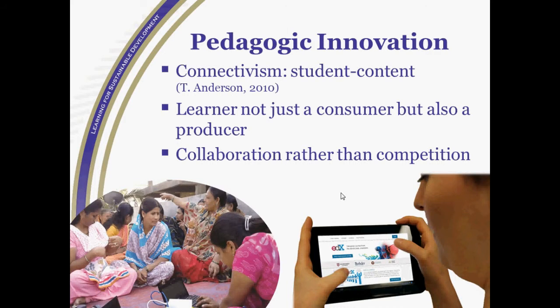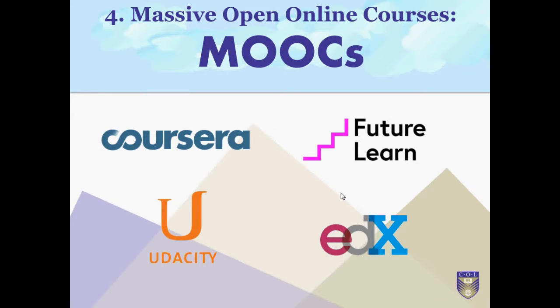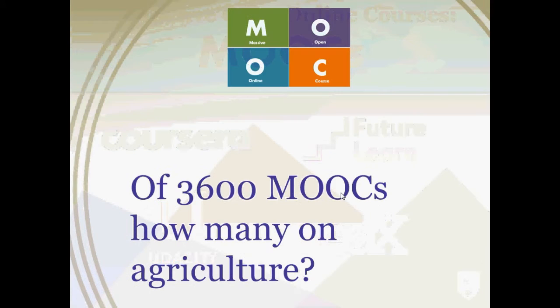Let us now come to the fourth and final trend, the massive open online courses or MOOCs, which are nothing else but a form of distance and online learning. A major consortia of top universities on both sides of the Atlantic have led to the high profile of this movement. If we are to review the MOOCs offered worldwide, how many MOOCs do we find in agriculture? My colleagues did a quick count, and of the 3,600 MOOCs in general discipline areas, mostly engineering, there were only 1% MOOCs in agriculture.